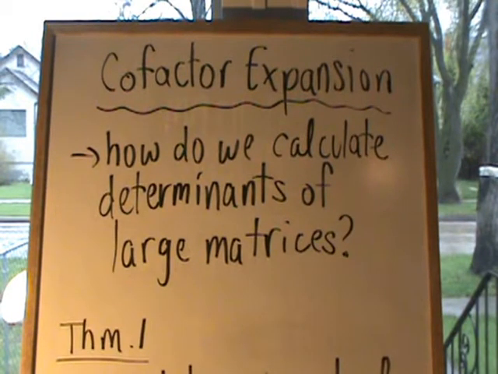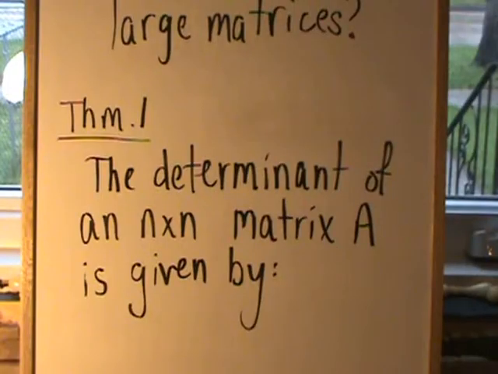So far we've seen some methods for calculating determinants of 2x2 and 3x3 matrices, but what do we do for larger matrices, say 4x4 or higher? Theorem number 1 is going to answer that question for us. It's going to give us a method for calculating a determinant for an n by n matrix.